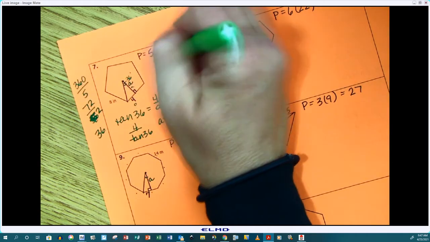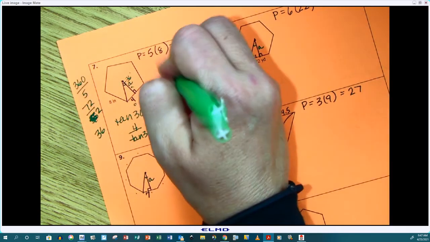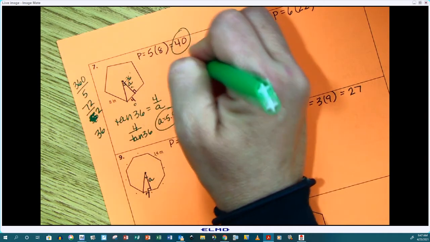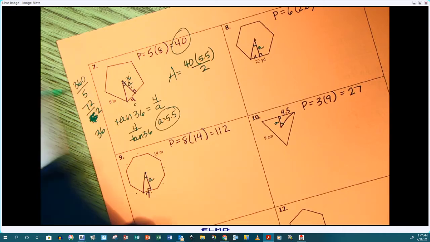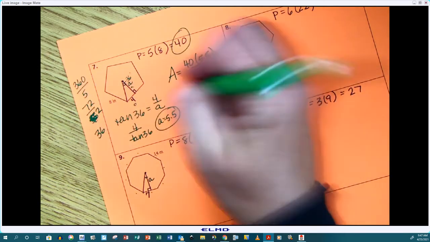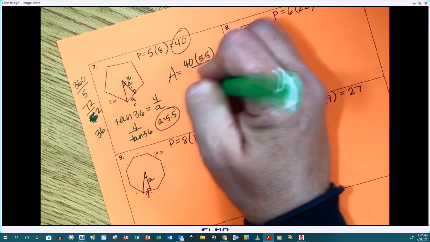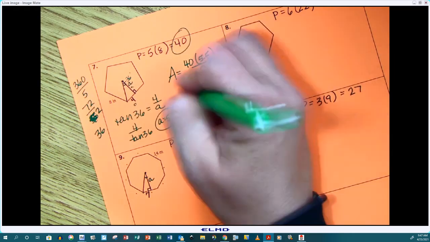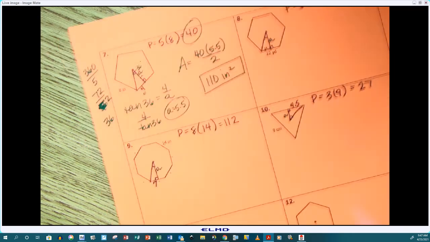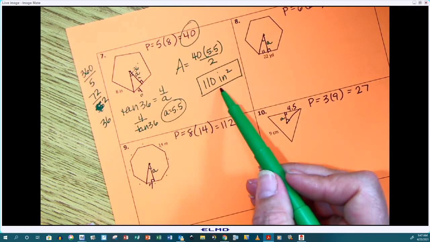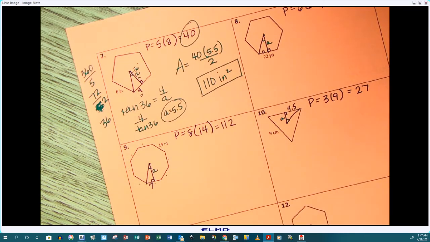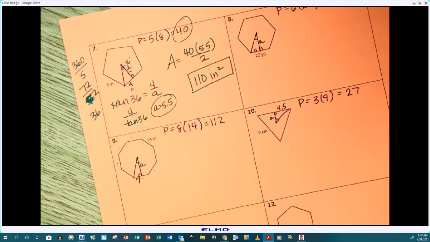Cool, because now I have the perimeter and the apothem. So now I can find my area. Perimeter times apothem divided by 2. So 5.5, so I get 110. And this is rounding nicely so that your final answer, because I rounded this number, comes out to be more perfect. It's normally not going to be like that.